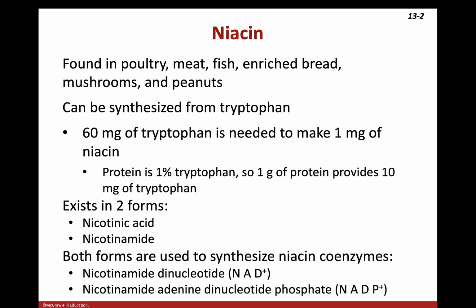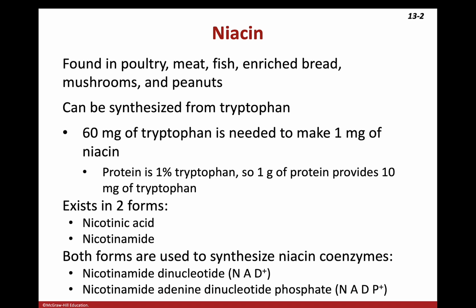Now, one thing to keep in mind here is niacin can also be synthesized from tryptophan. The issue here is you need quite a bit of tryptophan, approximately 60 milligrams, just to make 1 milligram of niacin. Now, protein is approximately 1% tryptophan, so 1 gram of protein actually provides 10 milligrams of tryptophan.